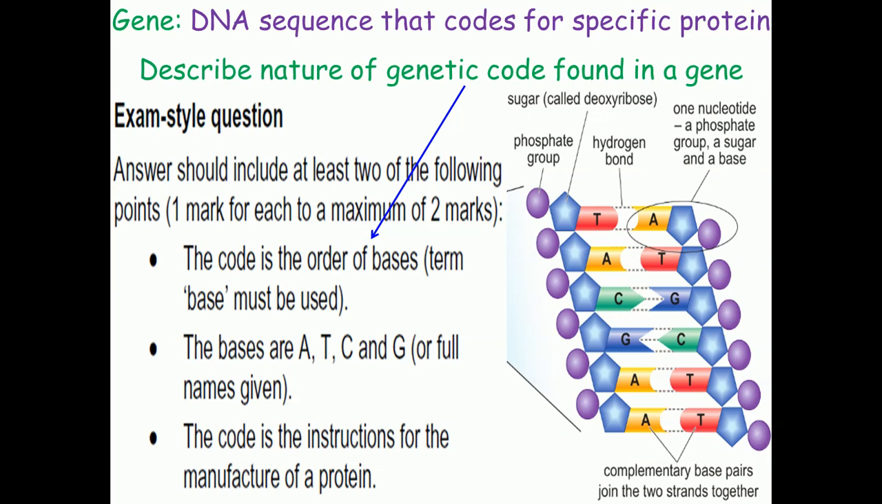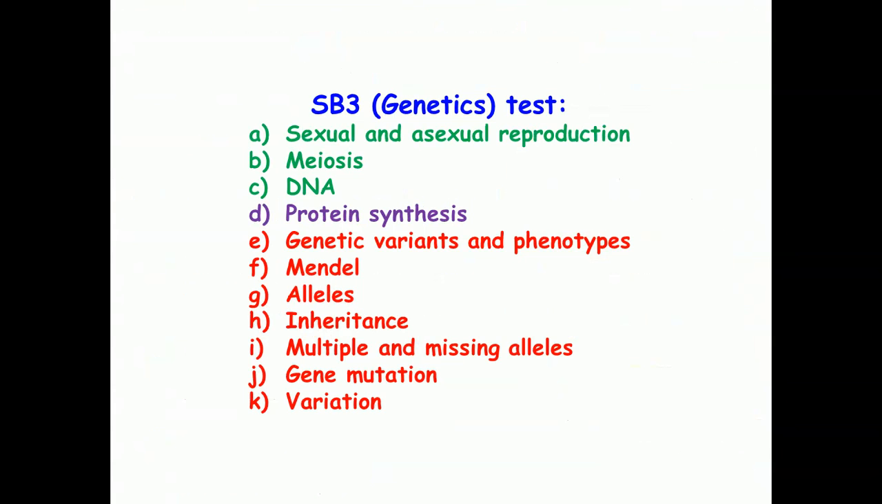And that genetic code is the order of the bases. So in this example, the order is T, A, C, G, A. And that order of bases, the genetic code, gives the instruction of how to make the protein. And this leads on to protein synthesis.